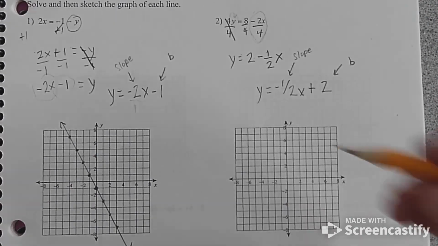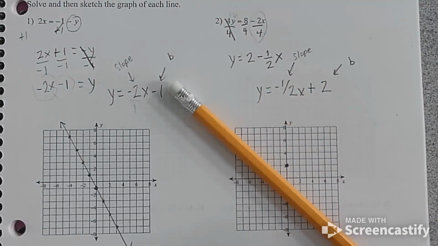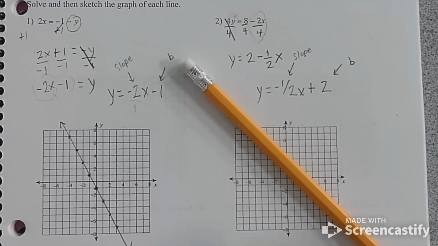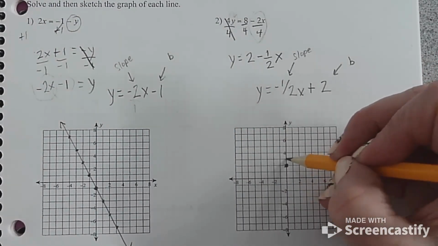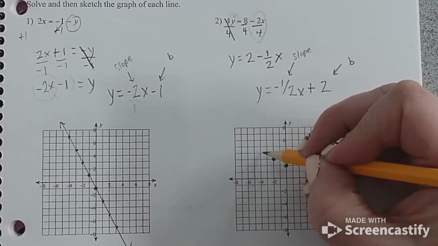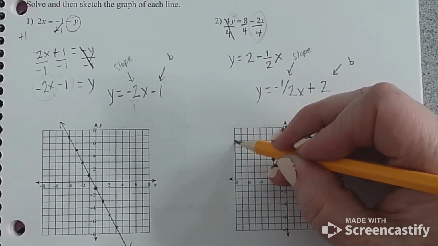Okay, so we know it's a positive 2 right here. And this one also is a negative slope, okay? So we're going to go up and to the left or down and to the right, okay? So we're going to go up 1 and then we're going to run 2. 1, 2. Up 1, run 2. Up 1, run 2.